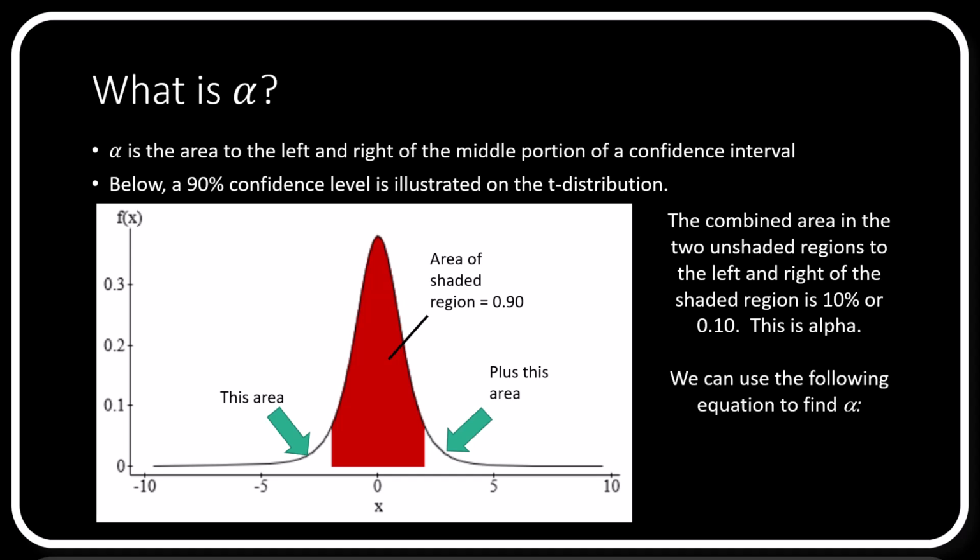We can use the following equation to find alpha. Alpha is equal to 1 minus the confidence level. This is a pretty important equation. It will not be supplied to you, so you might want to write it down. So in this case, alpha is 1 minus 0.90, which is 0.10. You could also think of it as 100% minus 90% equals 10%.